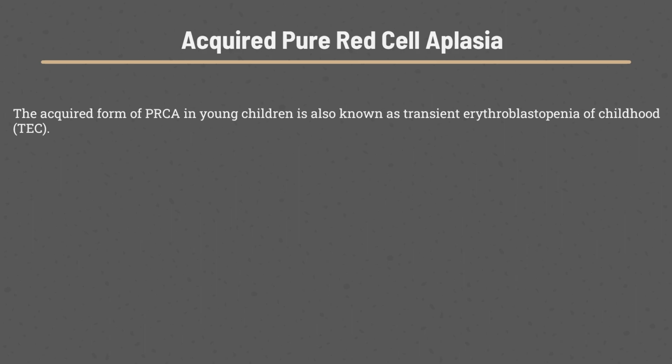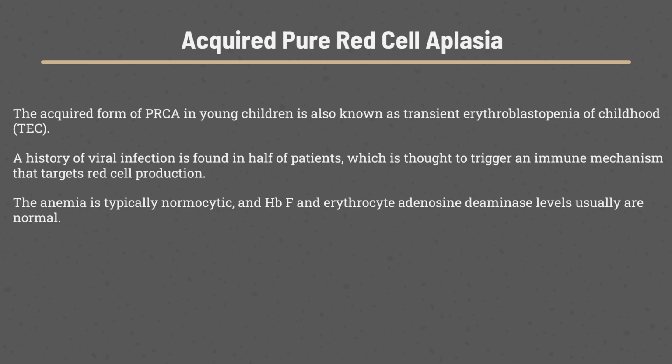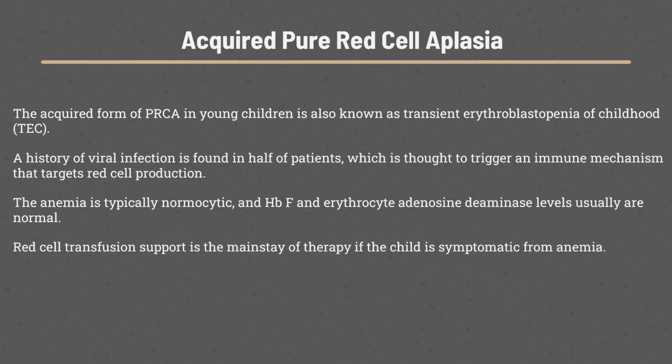The acquired form of PRCA in young children is also known as transient erythroblastopenia of childhood. A history of viral infection is found in half of patients, which is thought to trigger an immune mechanism that targets red cell production. The anemia is typically normocytic, and hemoglobin F and erythrocyte adenosine deaminase levels usually are normal.